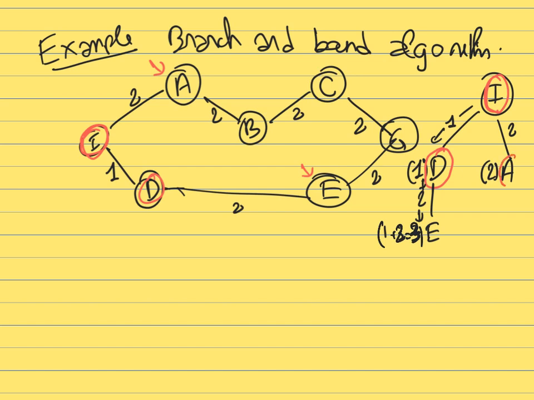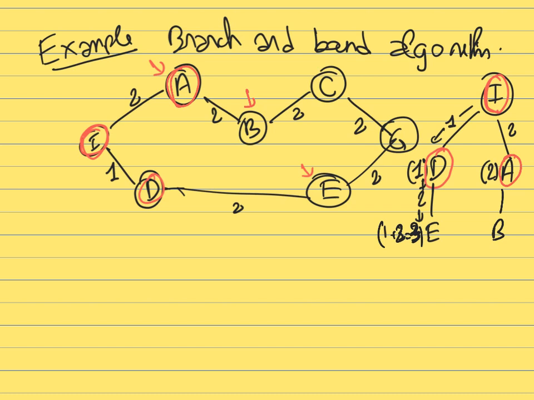Now you will pick the state A because it is the one in the frontier that minimizes the distance from the initial state. You will pick the state A, expand it and find its successor. Now you have found a new successor B that you add to your frontier.